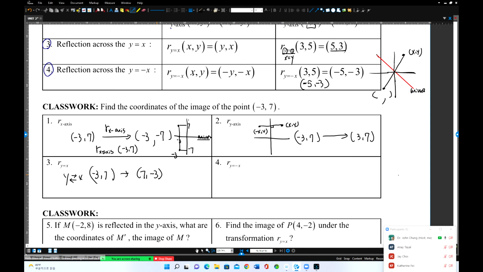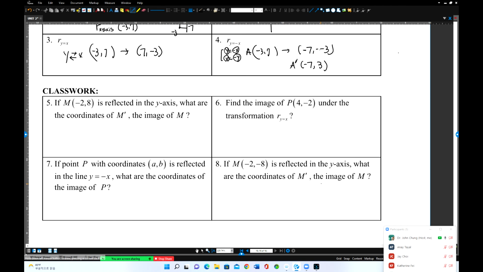Reflection over y equals negative x. Switch x and y, but with the negative sign, okay? Because y is replaced with the negative x, you can express x as the negative y, same thing. Y is replaced with the negative x, x is replaced with the negative y. What does that mean? Negative 3 and 7 switch, but put the negative sign on both. Negative 7 and positive 3 is the answer. This is A, this is A prime. We just apply the formula.